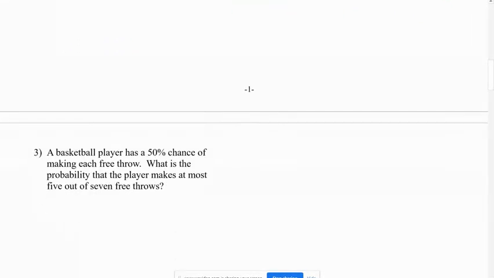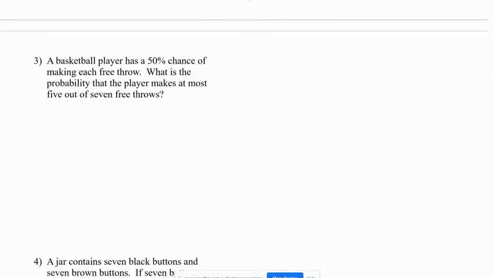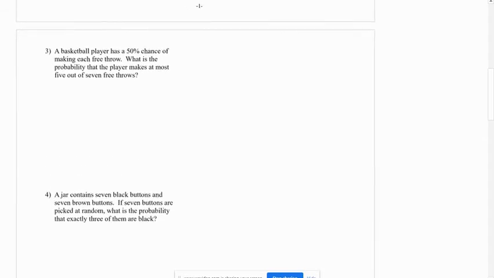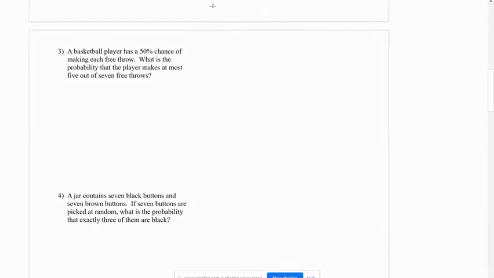Okay, moving on to example number 3. This looks like a very similar problem. We've got a basketball player that has a 50% chance of making a free throw, but it says, what is the probability that he makes at most 5 of the 7 free throws? So at most 5 means 5 or less.